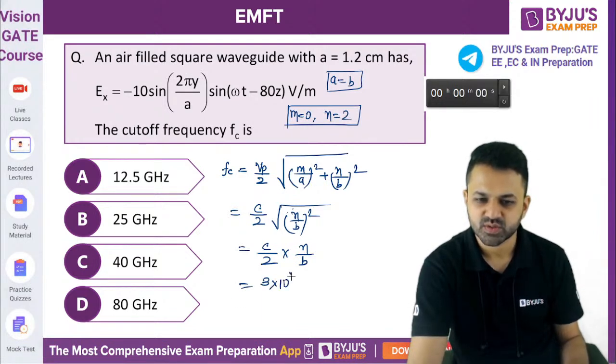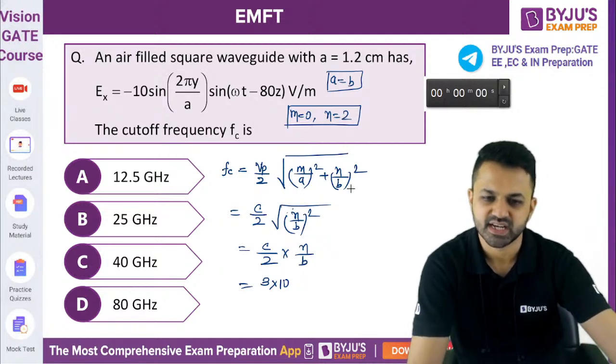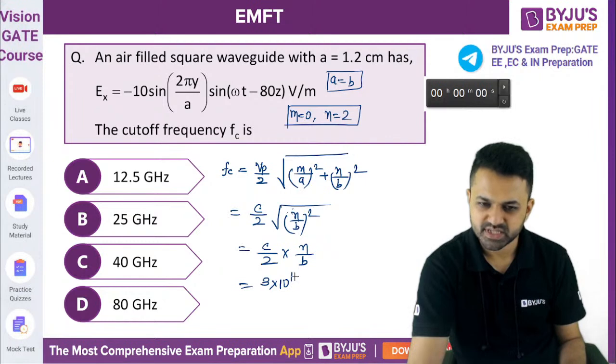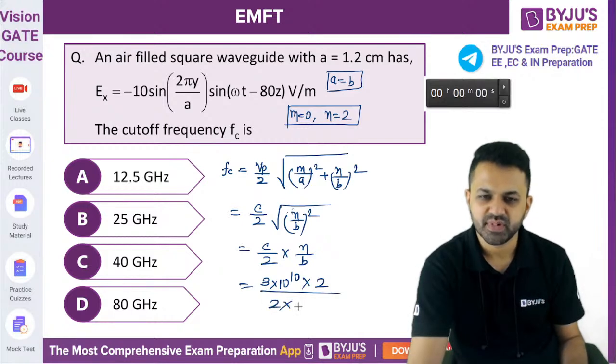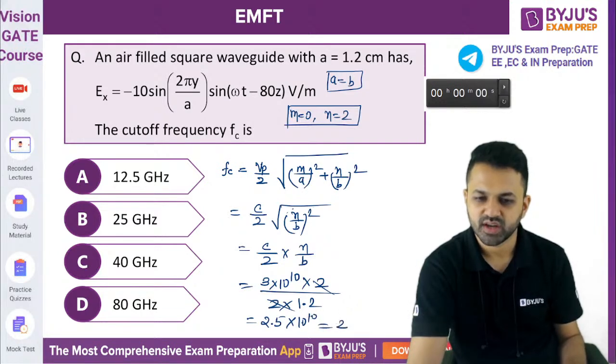C is 3 into 10 raised to power 8, and because it is in centimeter, so in centimeter per second, the velocity of light is 3 into 10 raised to power 10, and n is equal to 2, and b, that a is equal to b, so it is 1.2. So this 2 and 2 will get cancelled, and here you will get 30 upon 12, which is 2.5 into 10 to the power 10, or you can write it as 25 gigahertz. So right answer is 25 gigahertz.